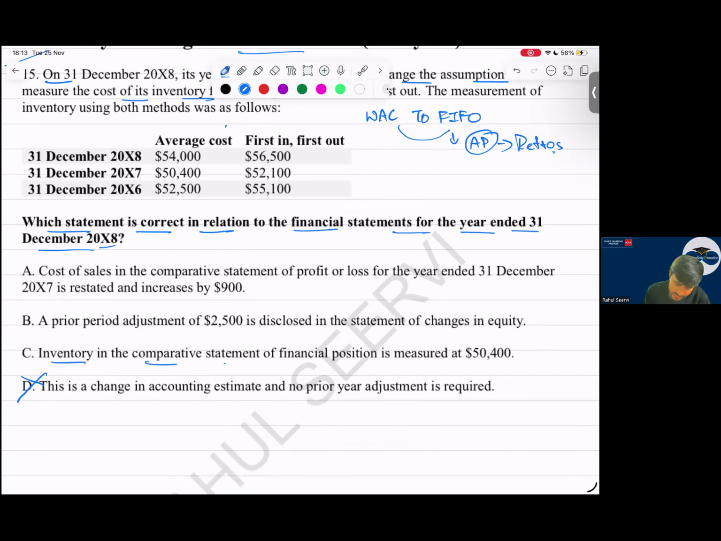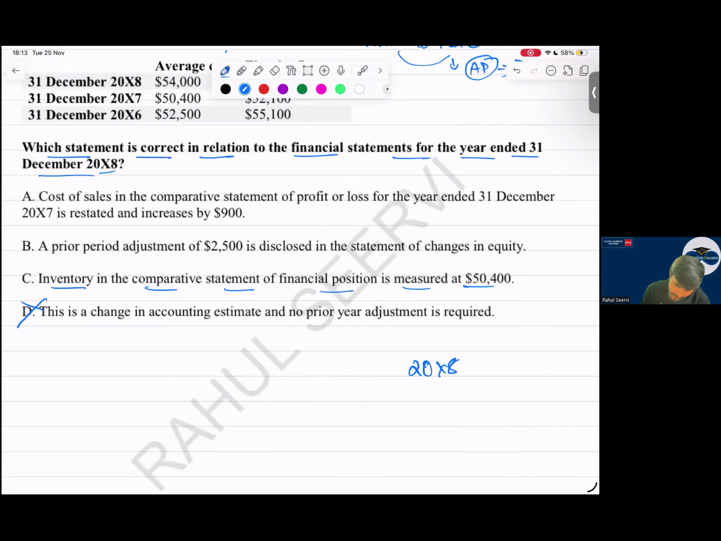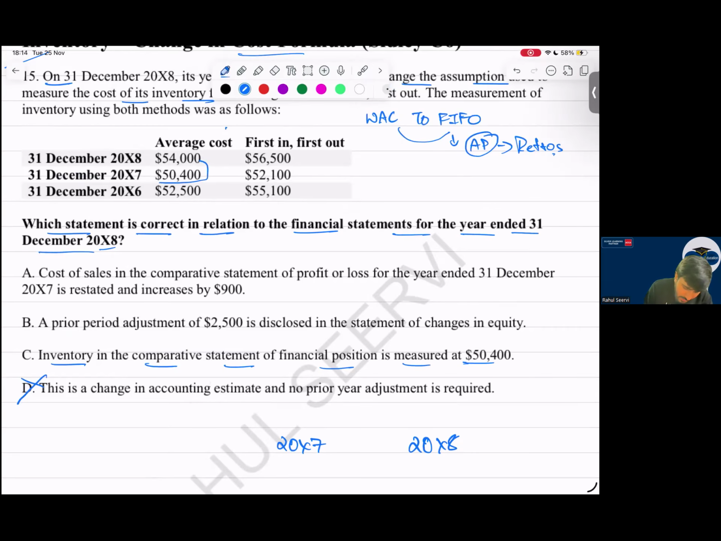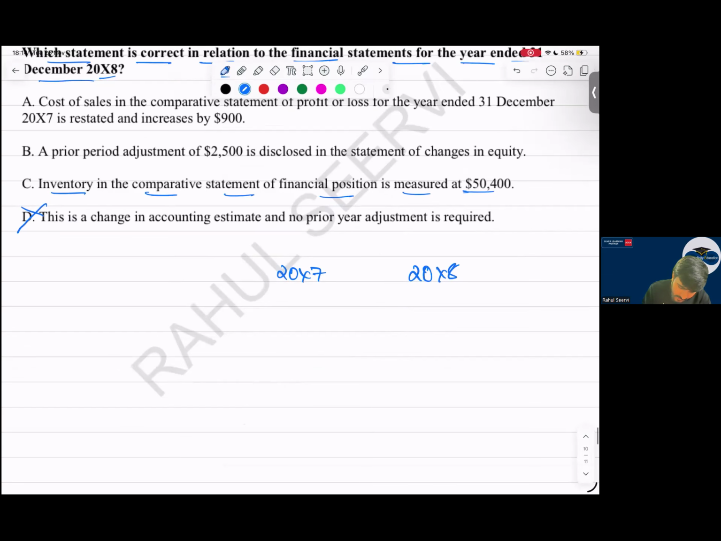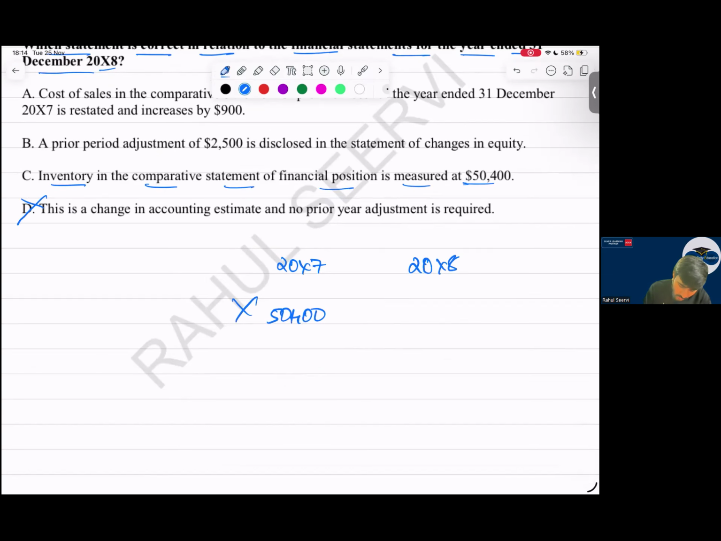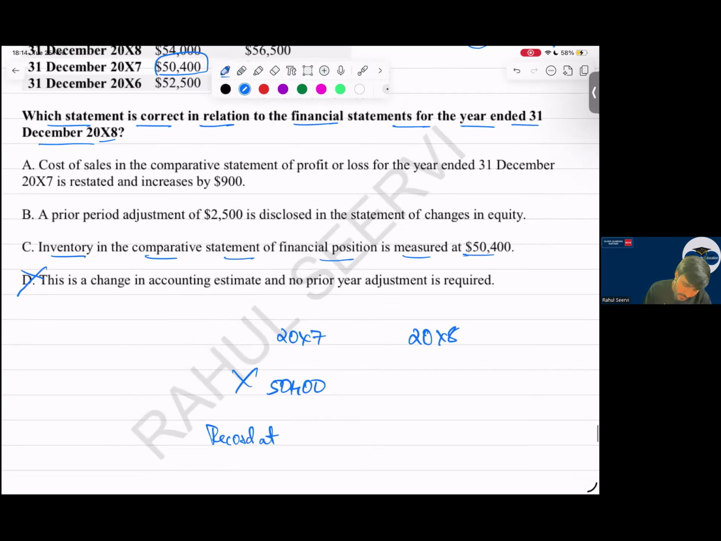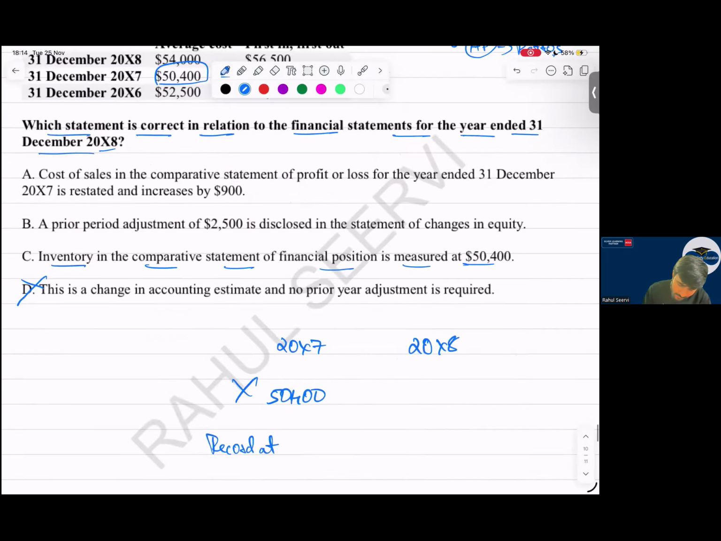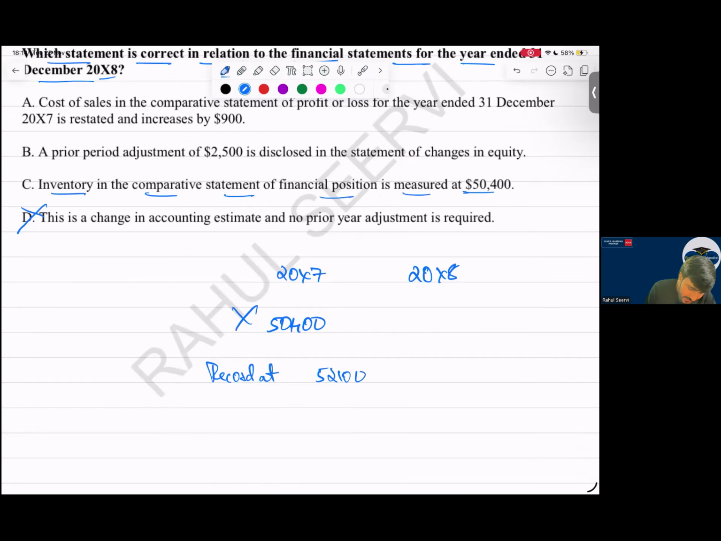Inventory in the comparative statement of financial position is measured at 50,400. Comparative means what? The current year is 2008, comparative is 2007. Sir, in 2007 it was recorded at 50,400. But we should record it at what? 52,100. We have to restate it. Inventory in comparative figures is measured at 50,400. This is also wrong. We have to restate.